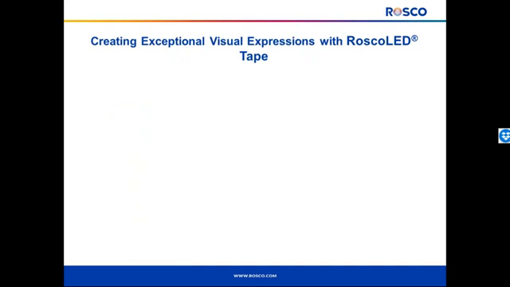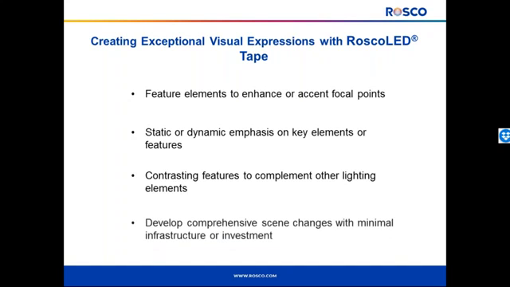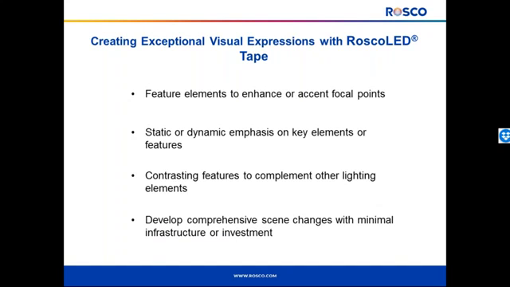So it's really all about creating exceptional visual expressions with RoscoLED tape. And here are just a few examples as to how RoscoLED tape can be used. The first would be to actually feature or enhance focal points in a lighting scheme. Another way would be to create a static or dynamic emphasis on key elements or features in a venue or a set. You can also use it to create contrasting lighting, which actually complements the other lighting elements in the scene. And finally, you can develop some very comprehensive scene changes or color changes with a very minimal infrastructure and investment.